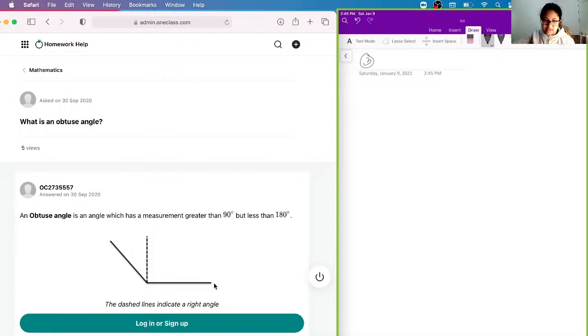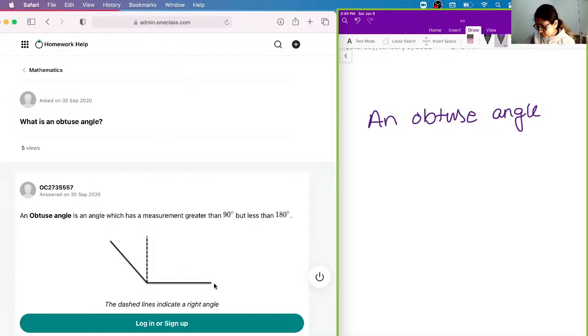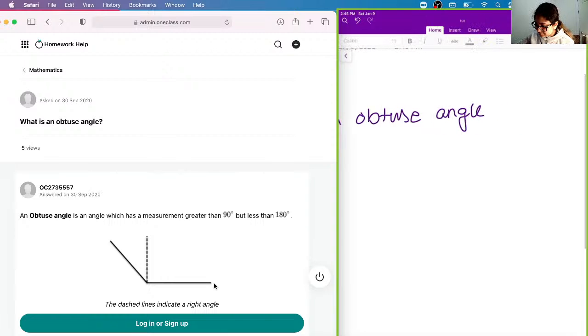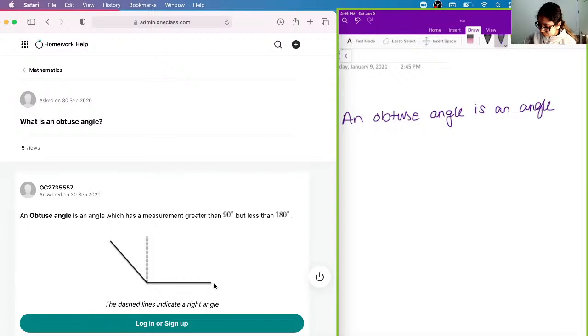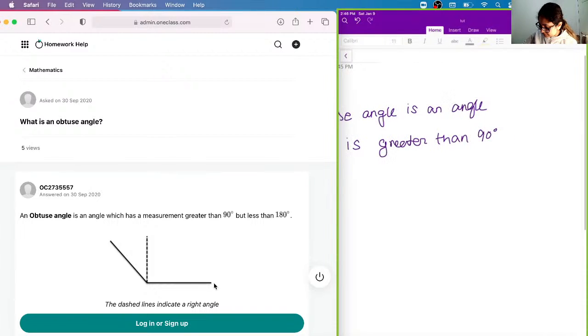Our next question says, what is an obtuse angle? So an obtuse angle is an angle which is greater than 90 degrees, which is a right angle, right? So it's bigger than a right angle.